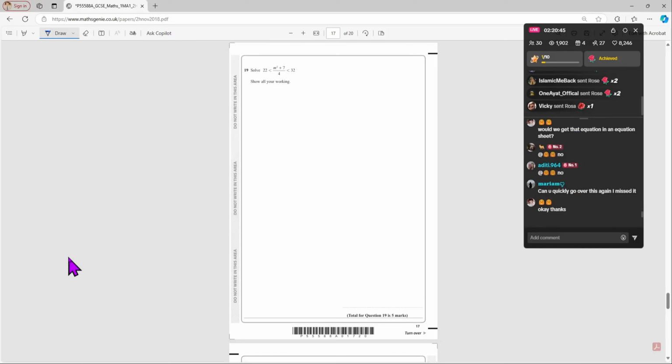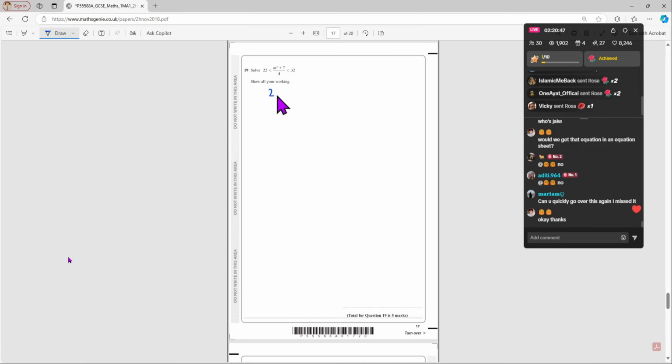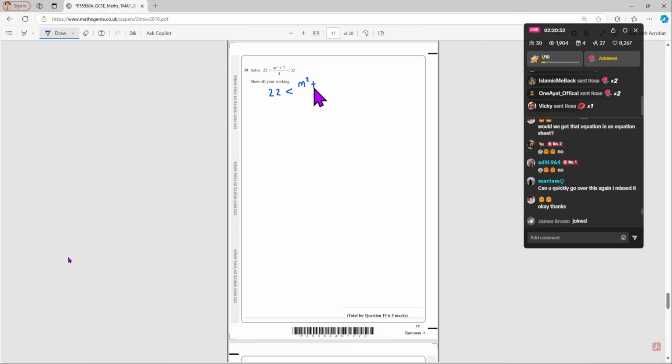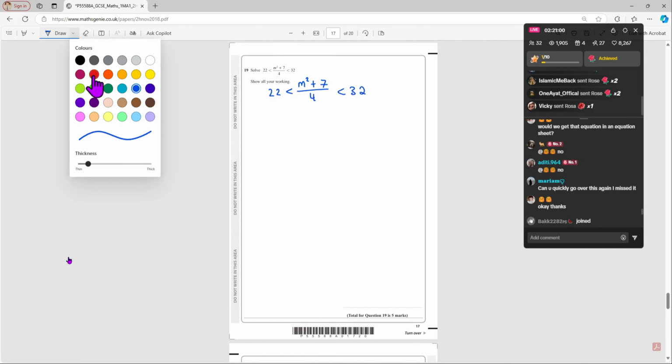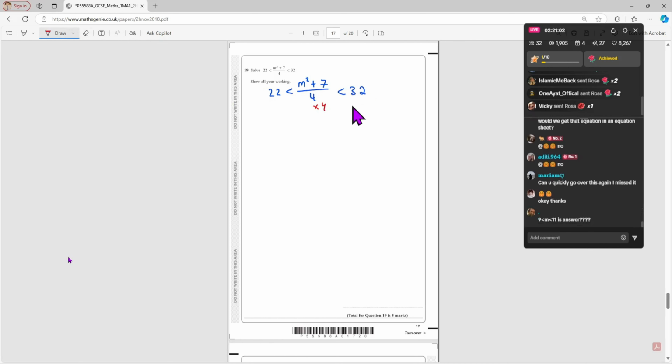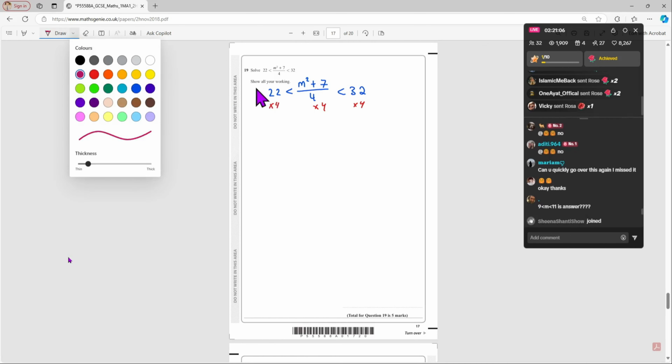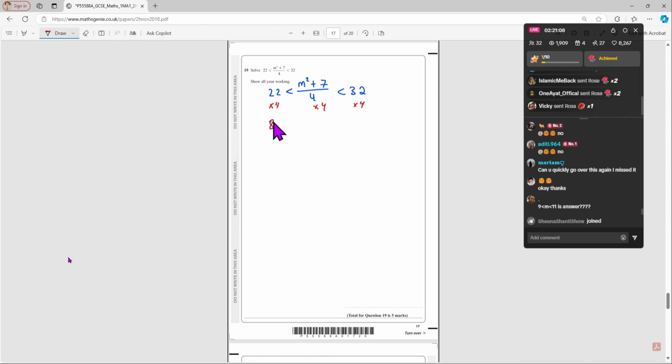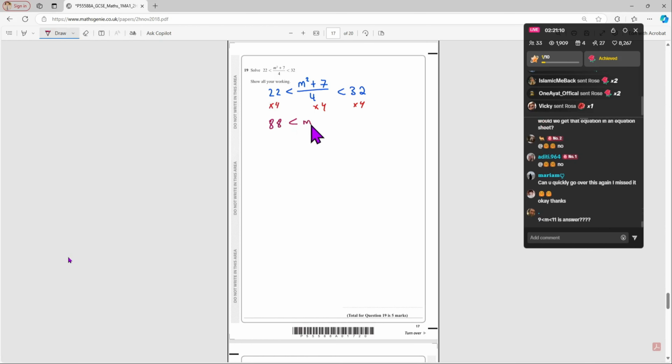M on its own. So we have 22, which is less than m squared plus 7 over 4, which is less than 32. So the first thing you would do is that you're going to multiply by 4 every single term. So multiply by 4, which will get you 88, which is less than m squared plus 7, which is less than 121.